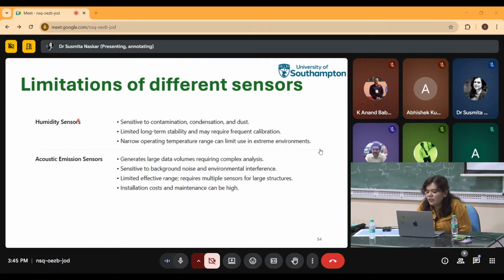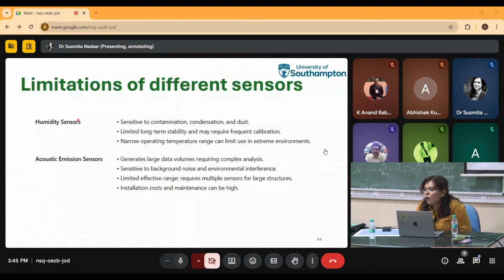In most cases the temperature range is very limited, and that can limit their use in extreme environments, where the temperature can change vastly, in very hot or very cold conditions. In those cases the humidity sensors may not perform quite well, right?